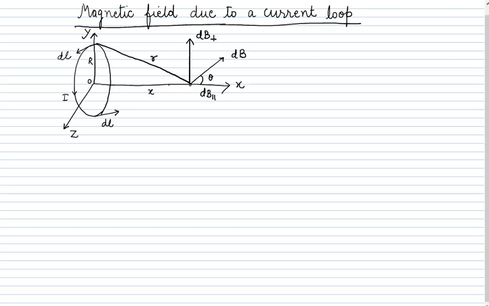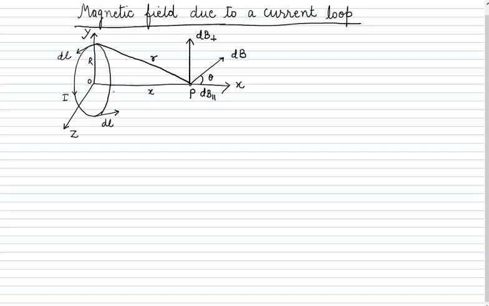So these are the three axes of the coordinate system. At a distance x from the center, we take a point P. At this point, we want to calculate the magnetic field due to this small current carrying element. So we will divide the circular loop into small current elements, that is the length element dl. First we will calculate the magnetic field due to the small length element, and then we will add up all these to get the total magnetic field. This loop is carrying the current in the YZ plane, as you can see.